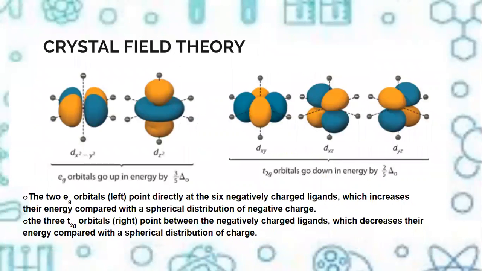Next slide. As you can see from the left, the eg orbitals point directly to the 6 negatively charged ligands. Therefore, the electrostatic repulsion between the metal and the ligand increases as they get close to each other. For the right diagram, the t2g orbitals point between the negatively charged ligands. Therefore, the energy decreases because they are not close to each other.